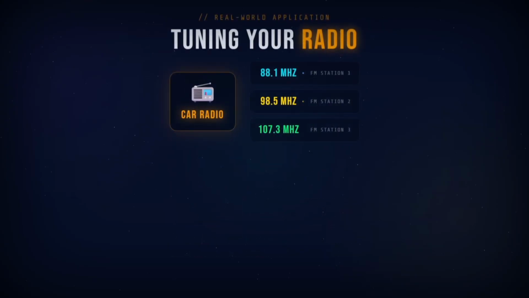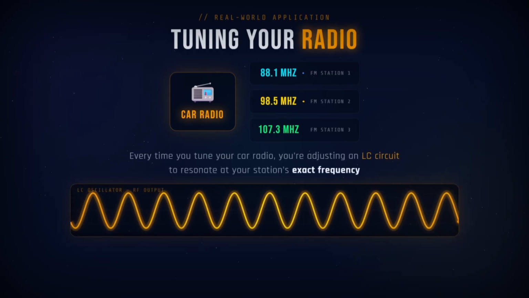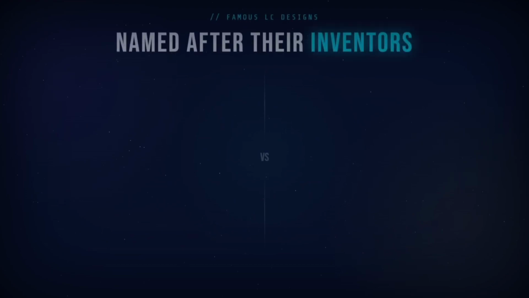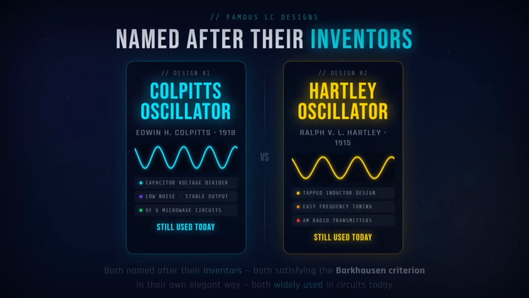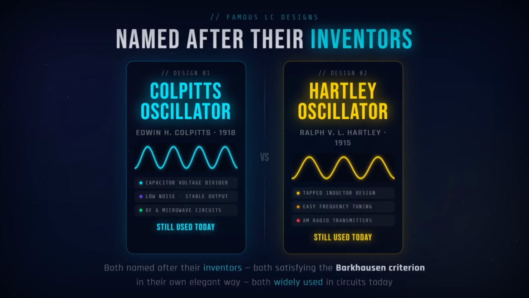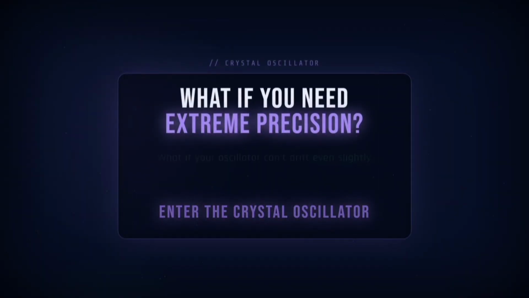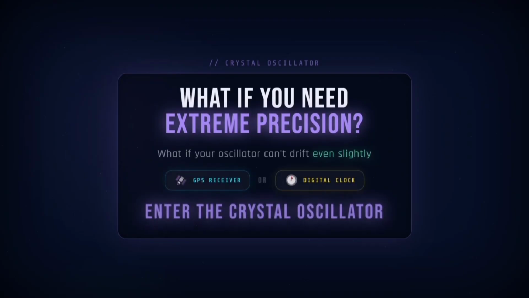Every time you tune your car radio, you're adjusting an LC circuit to resonate at your station's exact frequency. Famous LC designs include the Colpitts oscillator and the Hartley oscillator, each named after their inventors, and both still widely used today. Now, what if you need extreme precision? What if your oscillator can't drift even slightly? Like in a GPS receiver or a digital clock.